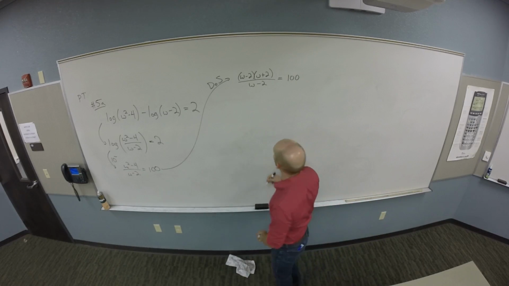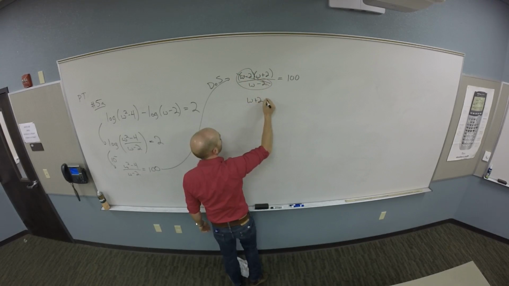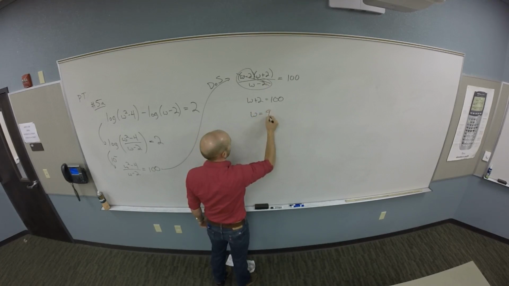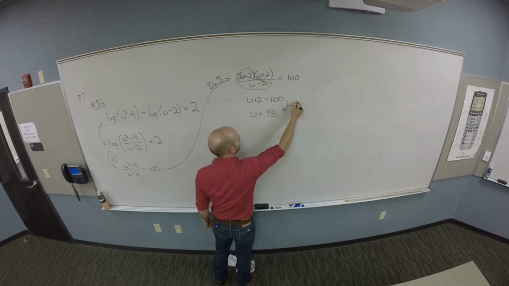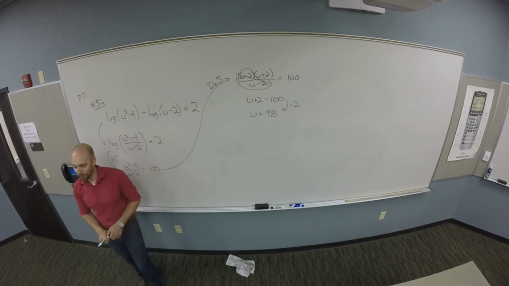So then we want to cancel the w minus 2 terms, and so we get w plus 2 is 100. So that reads w plus 2 equals 100, and you get w equals 98, because I subtract 2 from both sides.